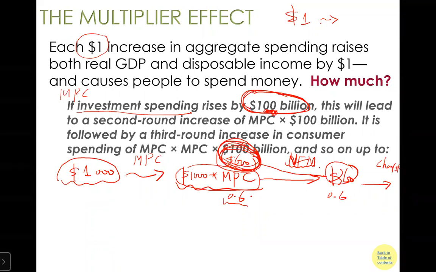Okay, and so the waiters or the owners or whoever make the meals, they are going to receive $360 of additional income. They're doing the same things. They're going to spend, right? So how much are they going to spend? They're going to spend $360 times 0.6, which is around $180. So you can see this process is going to keep going.